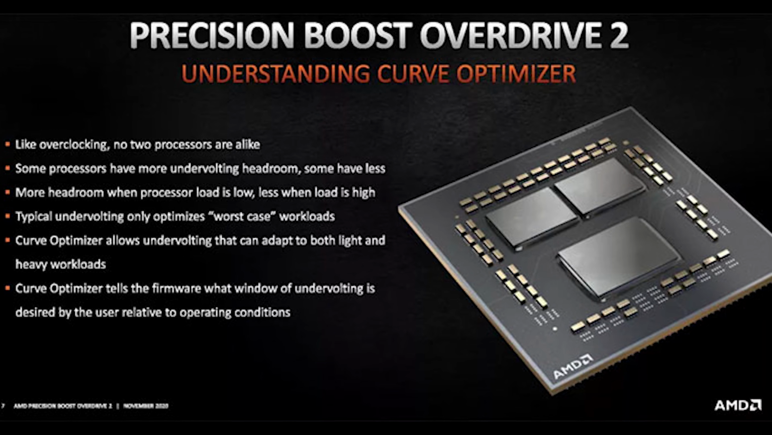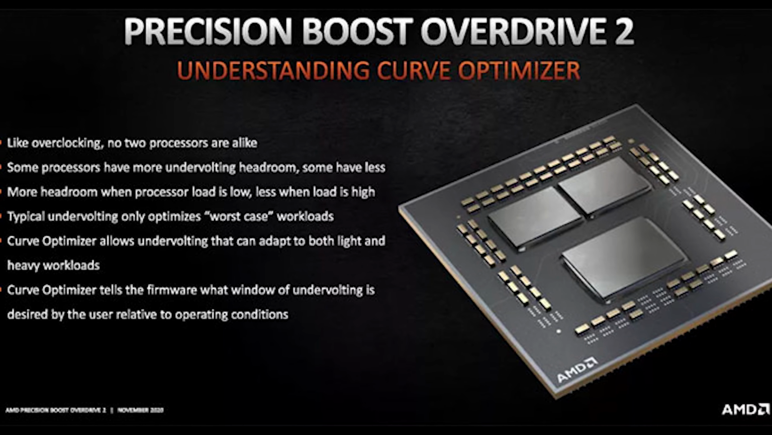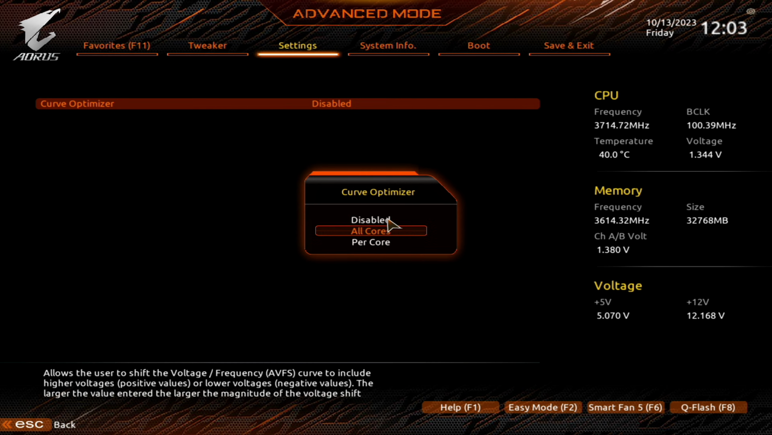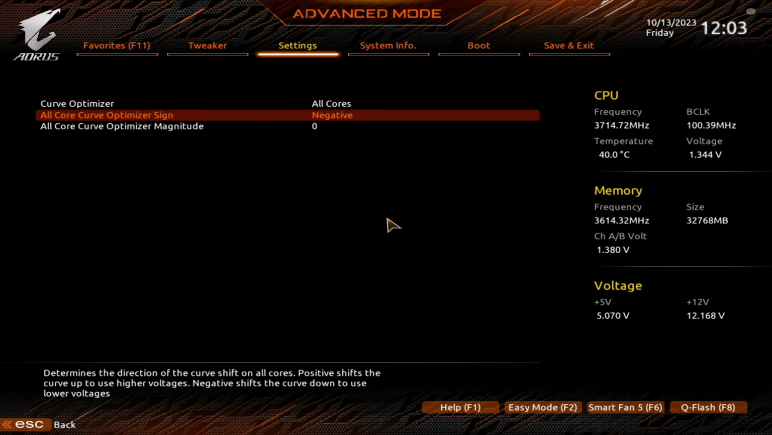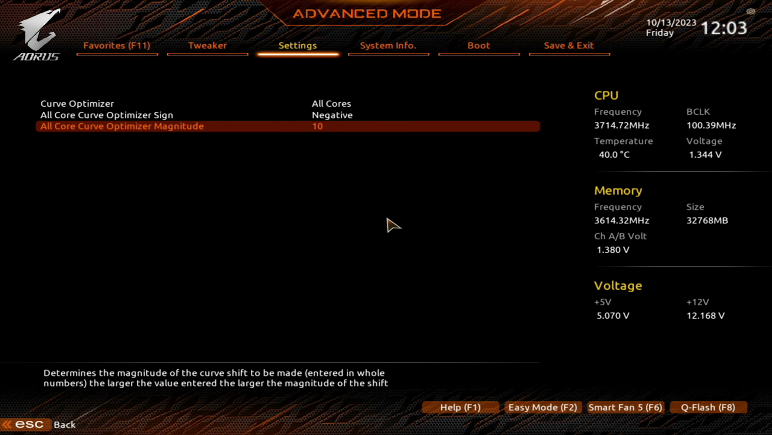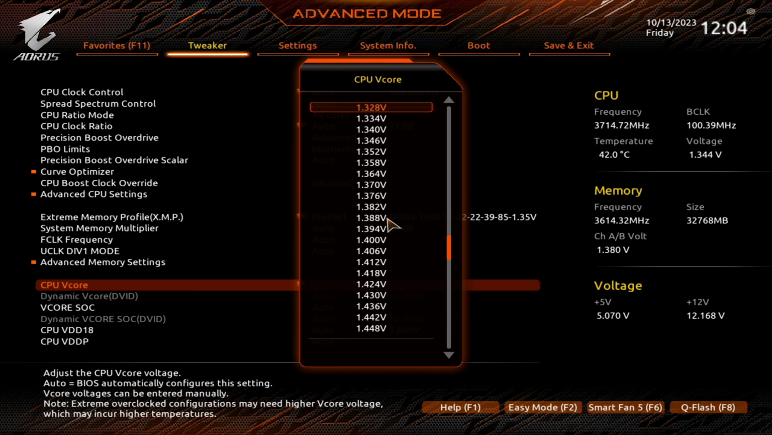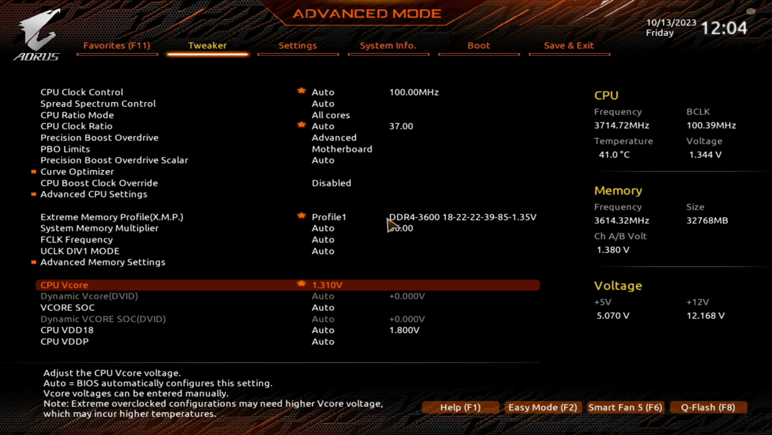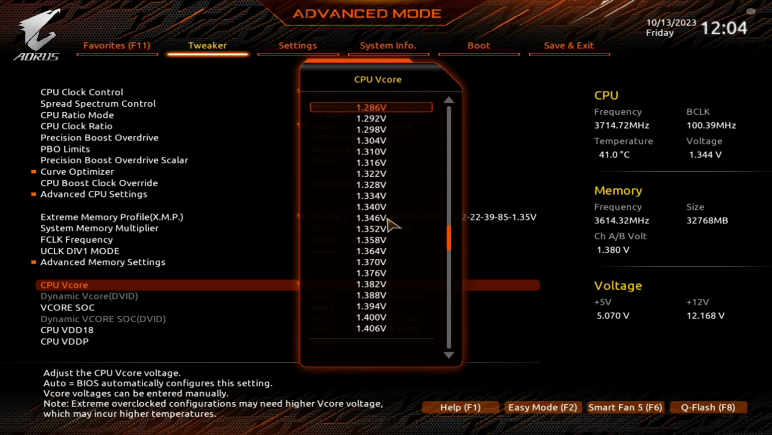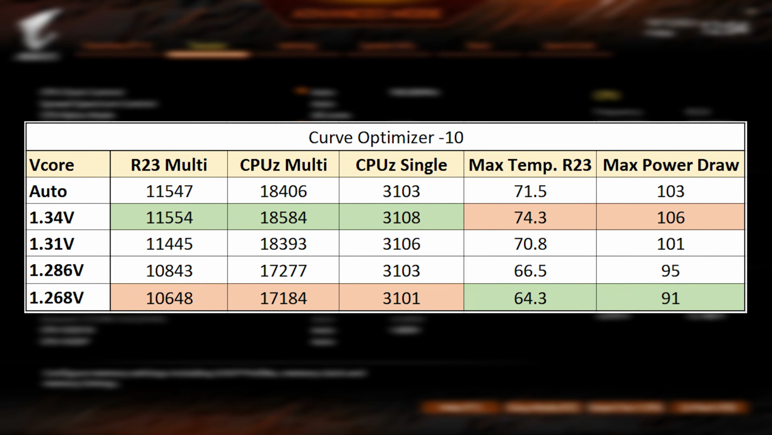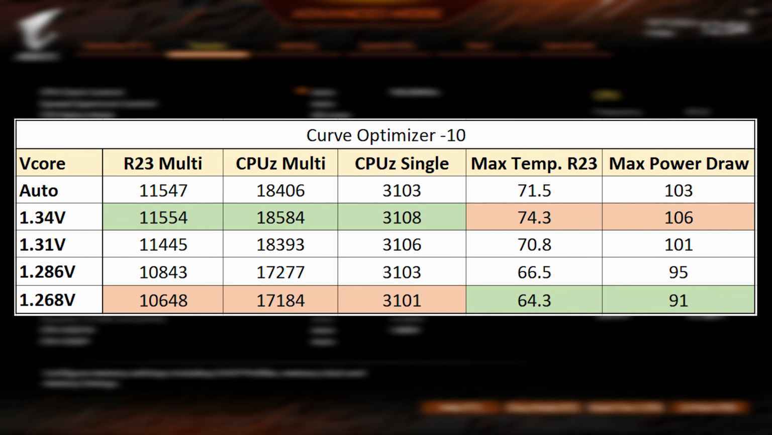One last method we will use is combining PBO with undervolting using Curve Optimizer and setting the V-core manually. For that, we start with Curve Optimizer in order to find how low can it go. We found that minus 10 was as far as we could go. Then, we start with 1.34 volts on the V-core, and we need basically to reduce the V-core voltage by a little, and run the benchmarks again and again until we find where the system performs according to our needs. So here, the best performing voltage was 1.34 volts, and we could go as low as 1.268 volts, having the following results. So if you need lower temperatures in exchange for performance, you could go lower, and if you want more performance, you could go higher.